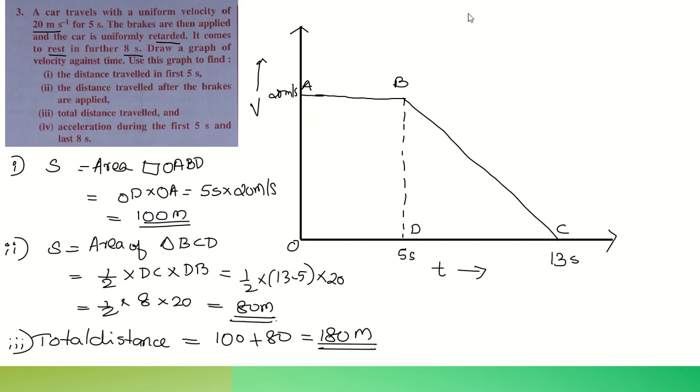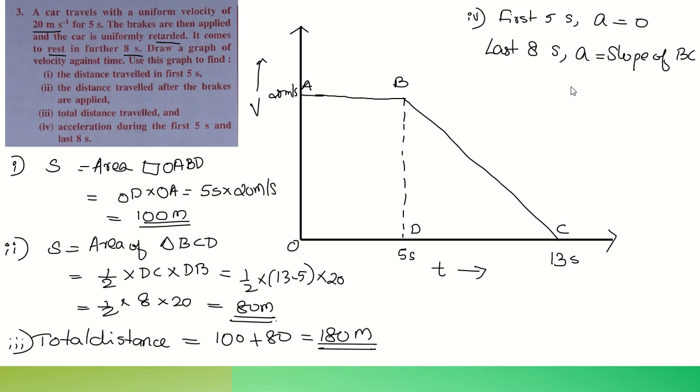Now, fourth question. Acceleration during the first 5 seconds and in the last 8 seconds. What is the acceleration in the first 5 seconds? Acceleration is equal to 0 because there is a constant velocity of 20 meter per second. Now, in the last 8 seconds, acceleration is equal to the slope of BC. See, acceleration in the first 5 seconds is the slope of AB, right? But here it is the slope of BC in the last 8 seconds.